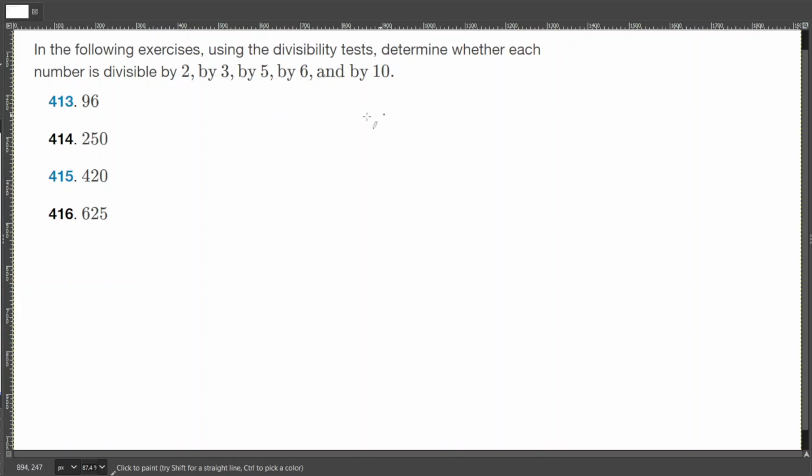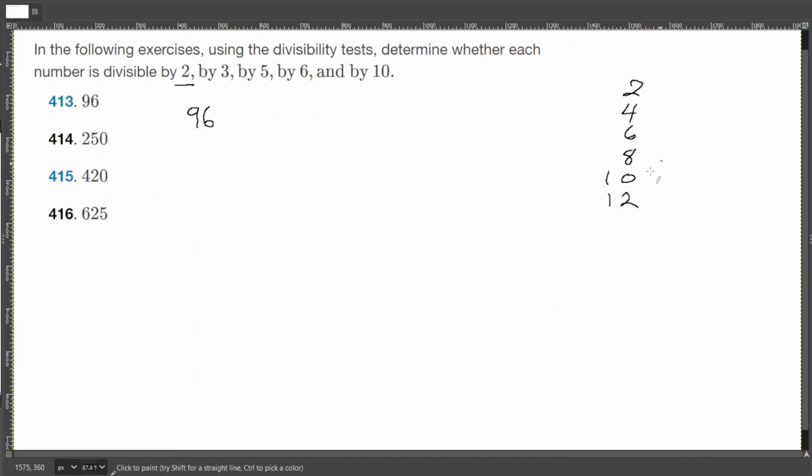So when we're looking at 96, right? Let me put it a little more to the left because I feel like I might need more room. Okay. So I'm looking at 96. I already know it's divisible by 2. How do I know that? Because all even numbers, right? 2, 4, 6, 8, 10.